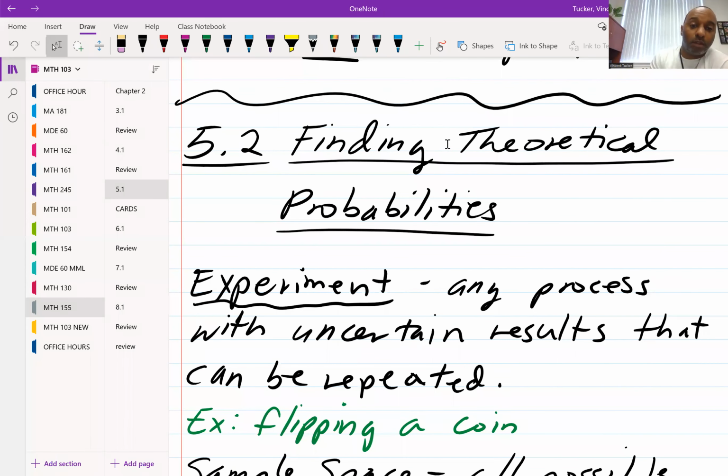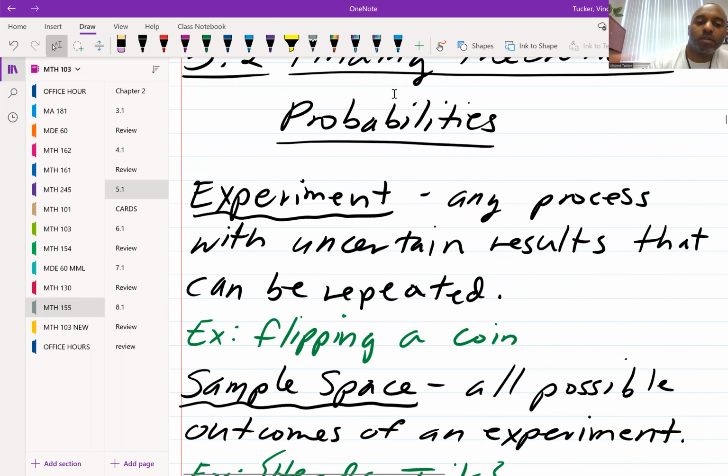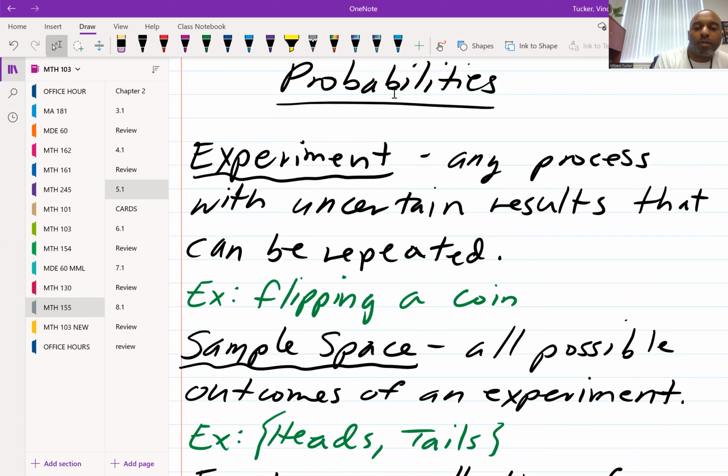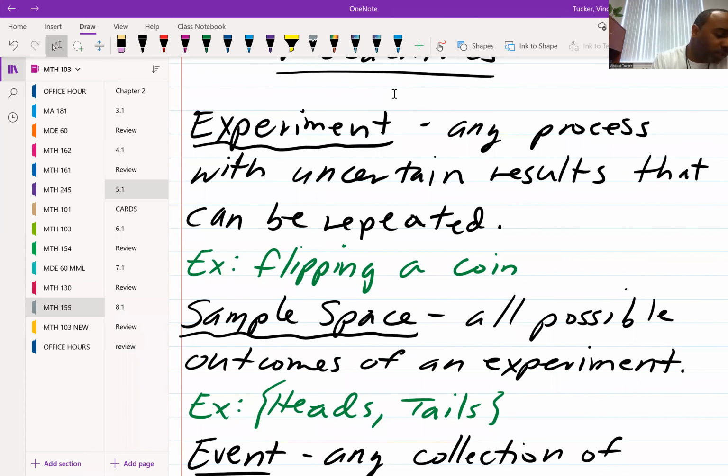So an example of an experiment is flipping a coin. Sample space: all possible outcomes of an experiment. So when you talk about flipping a coin, the sample space is heads and tails. Those are all of your possible outcomes of flipping a coin.